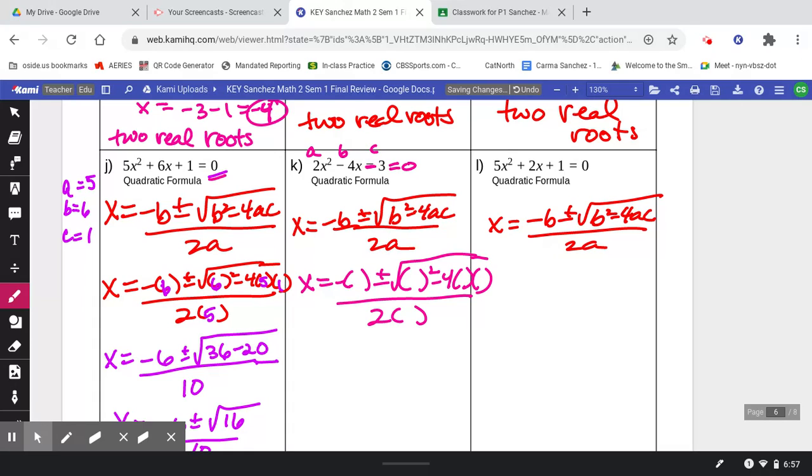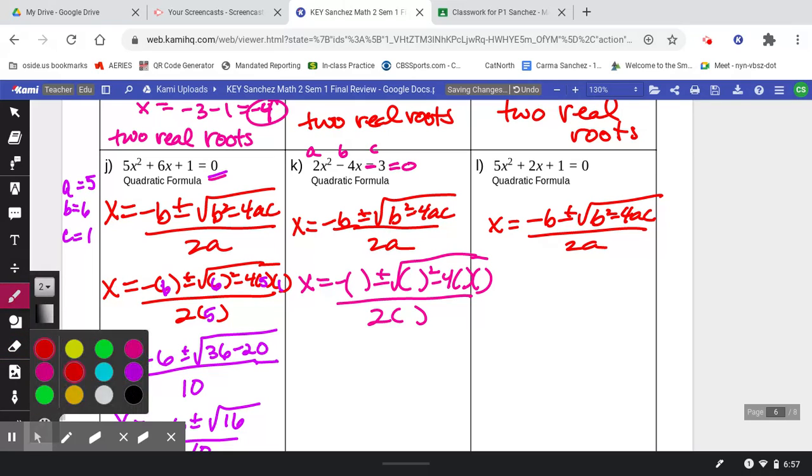So let's plug in the appropriate numbers. Negative, negative 4. Negative 4 squared, 4 times 2 times negative 3, all over 2 times 2. So the front becomes 4 and the bottom becomes 4. And then negative 4 squared is 16. 4 times 2 is 8. 8 times negative 3 is positive 24.